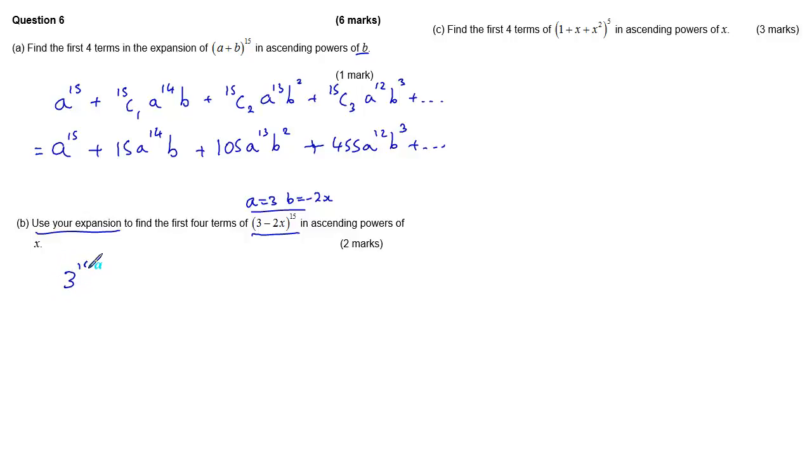So what are we going to get? We're going to get 3 to the power 15 plus 15, 3 to the power 14, negative 2x. Then we'll have 105, 3 to the power 13, negative 2x squared, and then 455, 3 to the 12, negative 2x cubed, and so on. So we just need to calculate those.